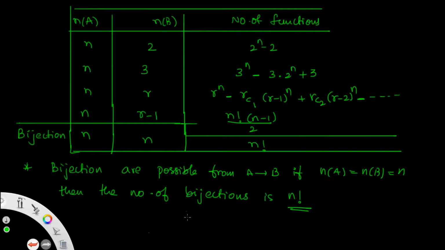If both have equal elements, it should be one-one and onto, then it is a bijection. So that is why, with A equal to n elements and B equal to also n elements, the number of functions to be formed is n factorial. So that is the condition for this one.